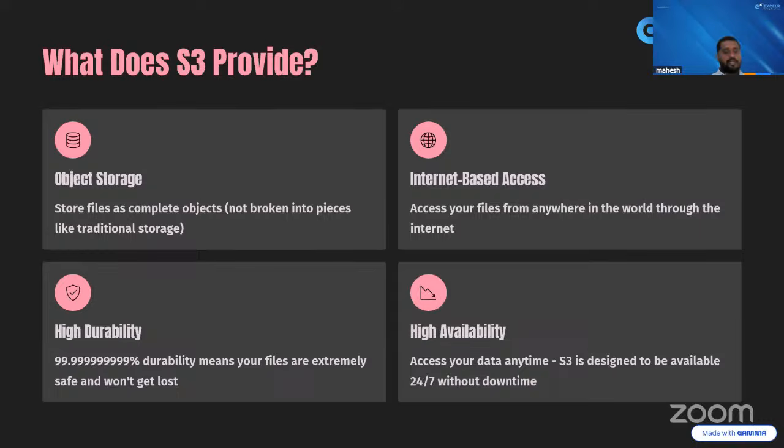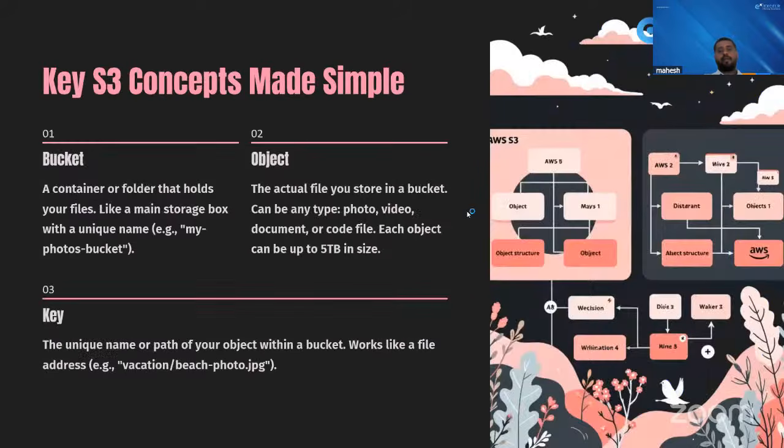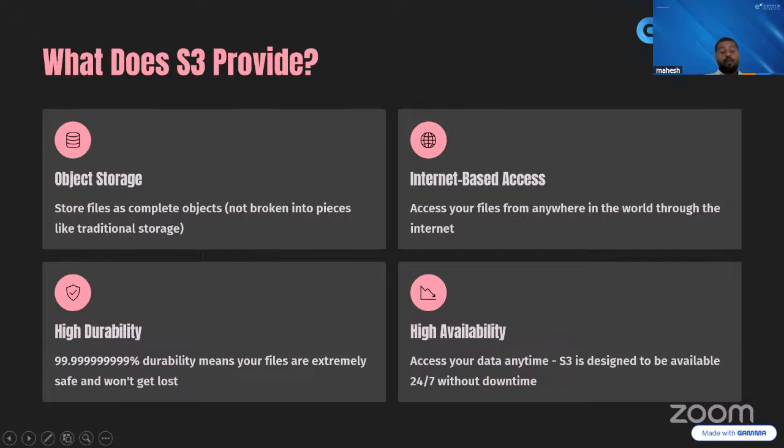And the high durability as well. Durability means your files are extremely safe and won't get lost, because whatever data you store inside the cloud platform, you can store it, and even access the data from anywhere. Hope it is clear to everyone. So that is what exactly I'm saying, participants. High durability and high availability as well. So we can access our data the moment we store it inside the AWS S3 platform. We can access the data from anywhere, 24/7, without any downtime. So these are some of the things that S3 provides.